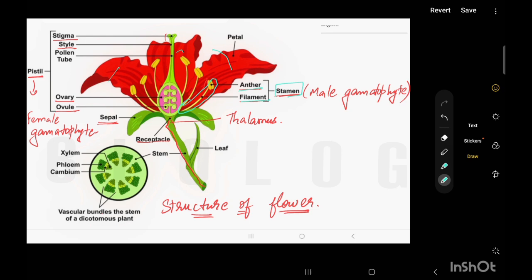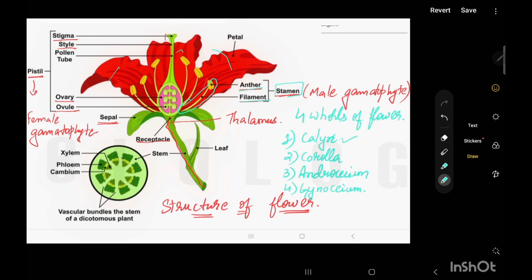Based on the structure and presence of pistil, stamen, sepals and petals, there are four whorls of flower. First is calyx, second is corolla, third is androecium, and fourth is gynoecium. Calyx is whorl of sepals, corolla is whorl of petals, androecium is whorl of stamens, and gynoecium is whorl of pistil or carpel.